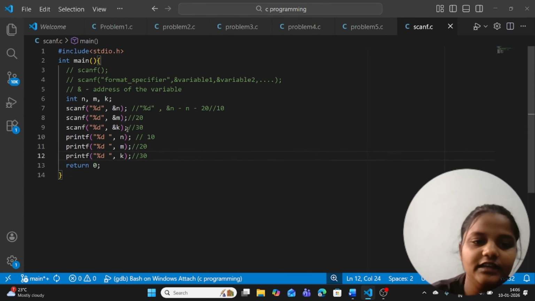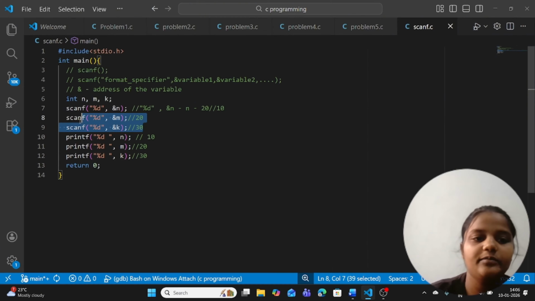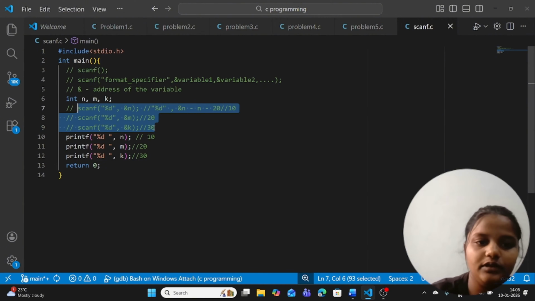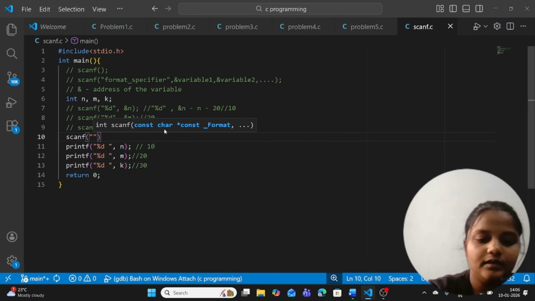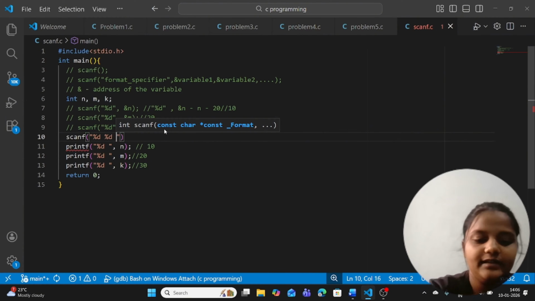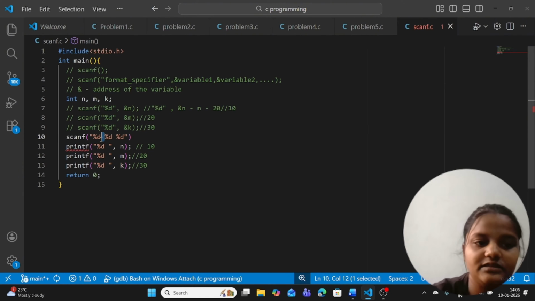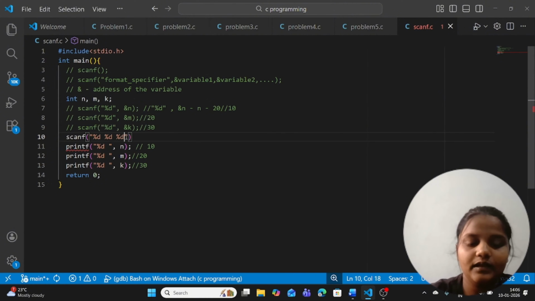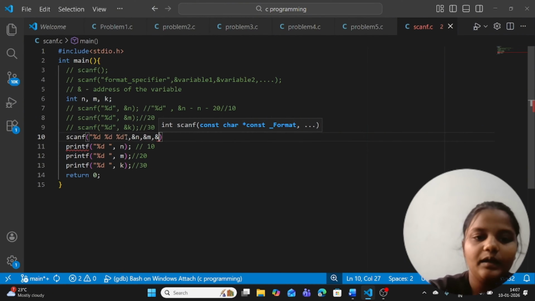So here we are getting three lines for input string, right? We can do it in the same line itself. See how we can do it: scanf, percent d for n variable, then percent d for m variable, then percent d for k variable, right? Here you need to leave these spaces. Then ampersand n, ampersand m, ampersand k.